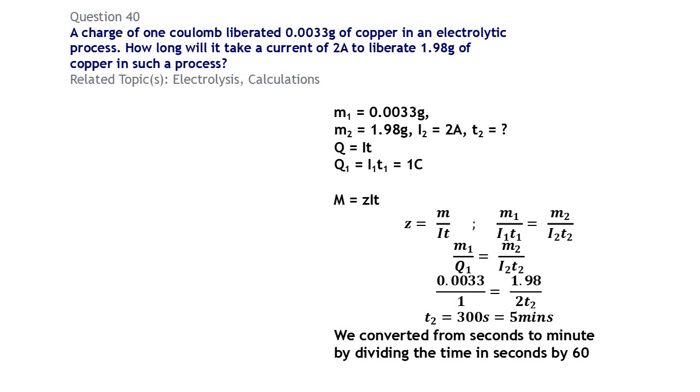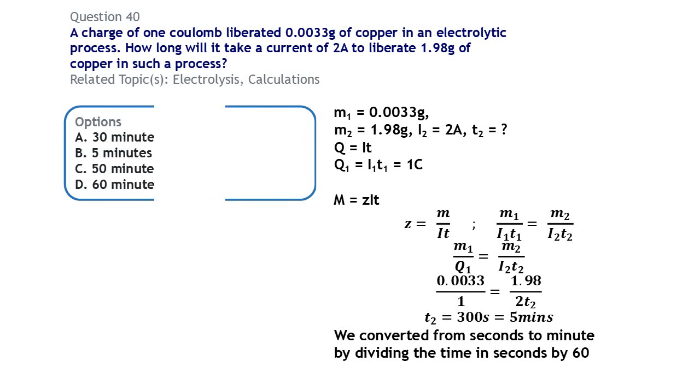Alright, the last question here. So we have a question on electrolysis. A charge of 1 coulomb liberates 0.003 grams of copper in an electrolytic process. How long will it take a current of 2 ampere to liberate 1.98 grams of copper in such a process?